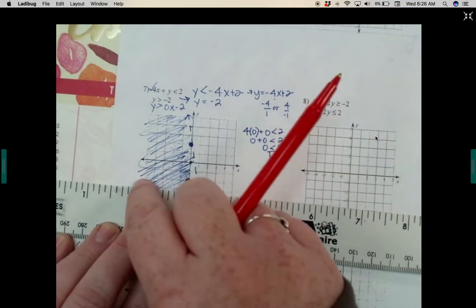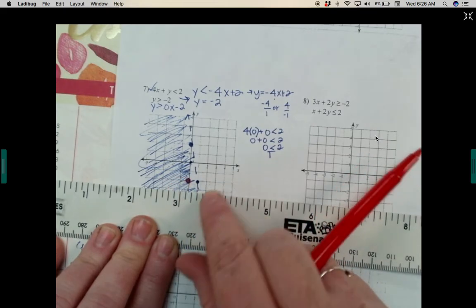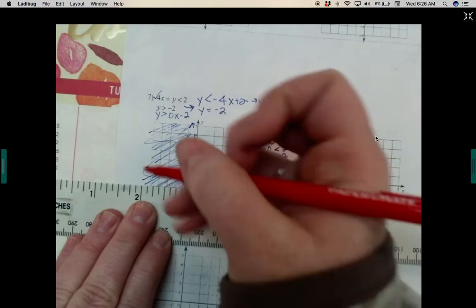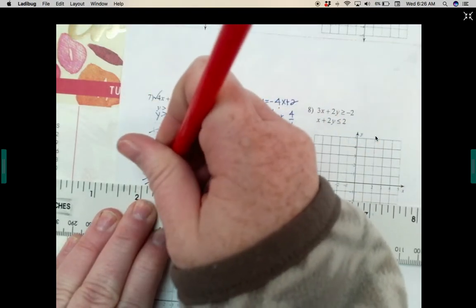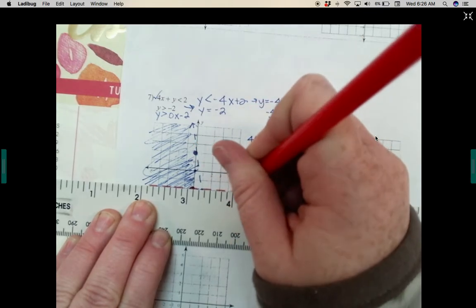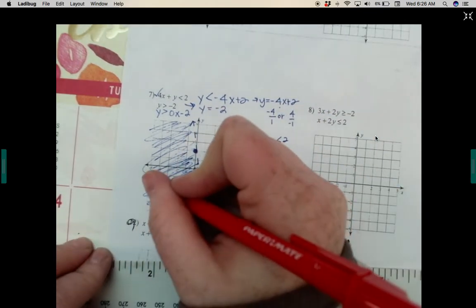Basically, you could just trace that line that's already given to you, but remember it's dotted, so I'm going to use my straight edge just kind of as a guide. Don't forget my arrows. Okay, now I'm going to test.